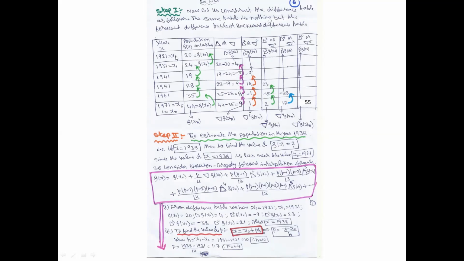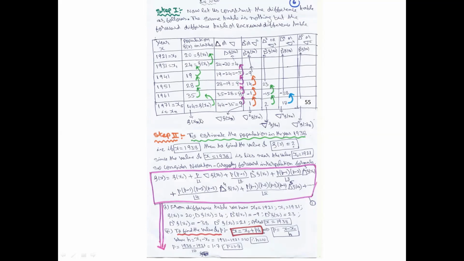See, this is the term x naught. Observe carefully, the cursor. F of x naught. This is delta f of x naught. This is delta square f of x naught. This is delta to the power of 3 f of x naught. This is delta to the power of 4 f of x naught. This is delta to the power of 5 f of x naught. In case of forward difference, we are using these values only, not the remaining values.